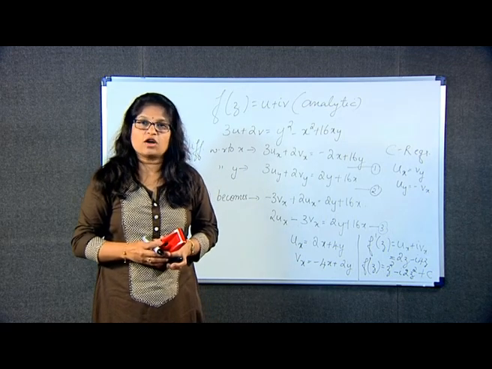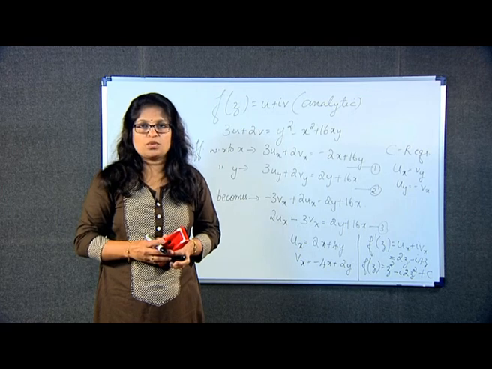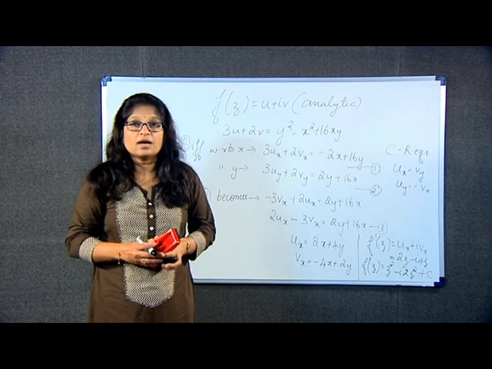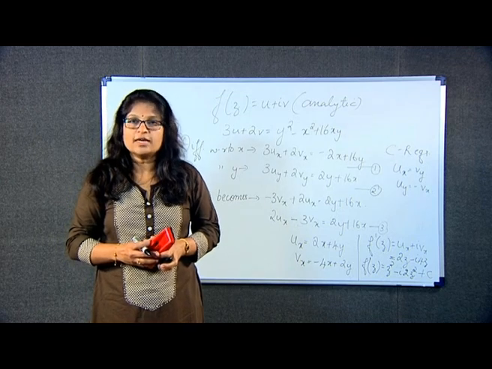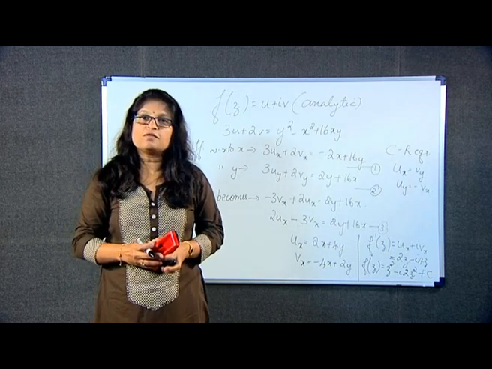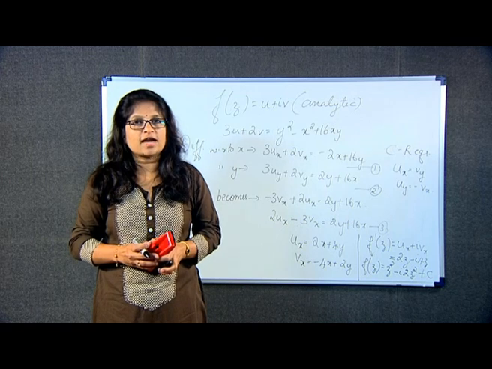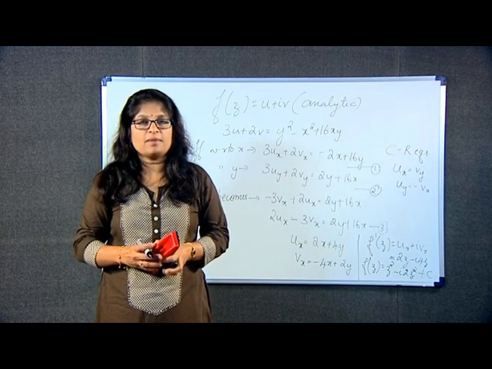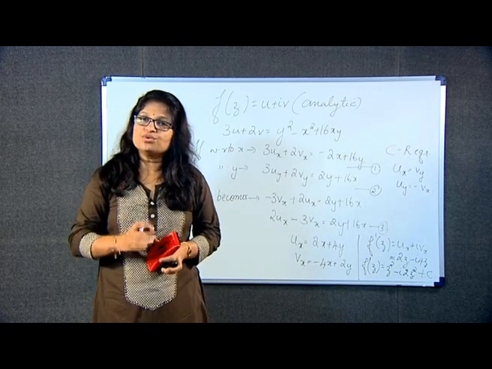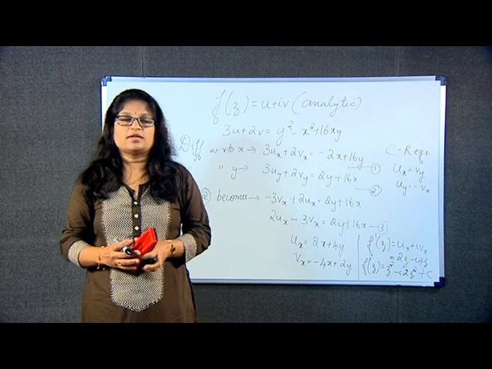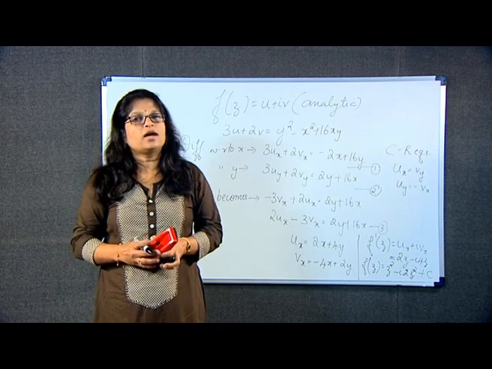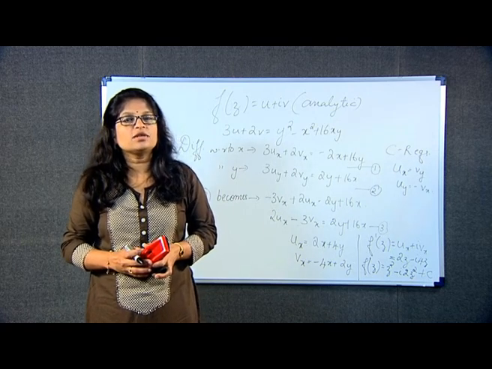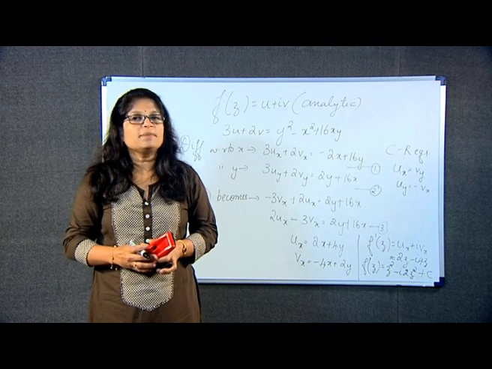So without using Milne-Thompson's method also, you can proceed and find out your f of z if I give you any linear combination of u and v. In this session, what have we learned? We have learned a new method to find an analytic function f of z equal to u plus iv when you know either u alone or v alone. That means if I give you the real part or the imaginary part of an analytic function, you can find f of z using Milne-Thompson's method.